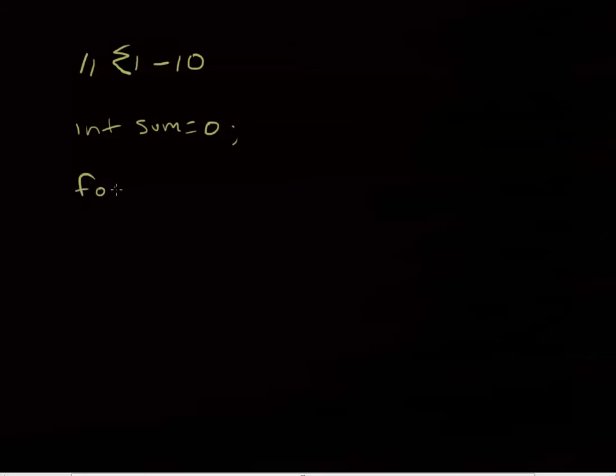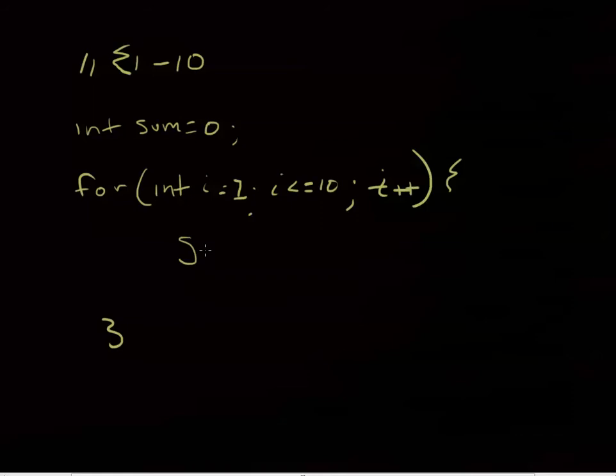We'd write a for loop, maybe started at 1, i less than or equal to 10, i plus plus, and each time around the loop we do sum plus equals i. All right, that's our standard accumulation for loop. We could do it with a while loop. We could do it with really any construct.